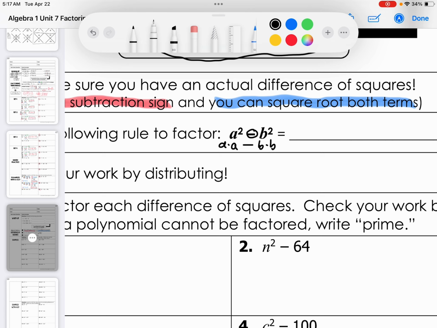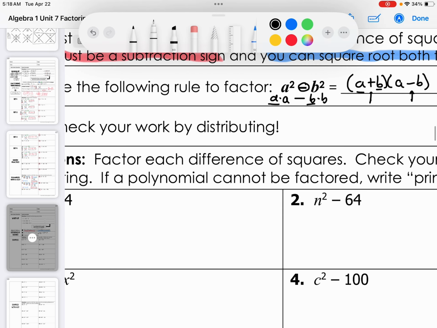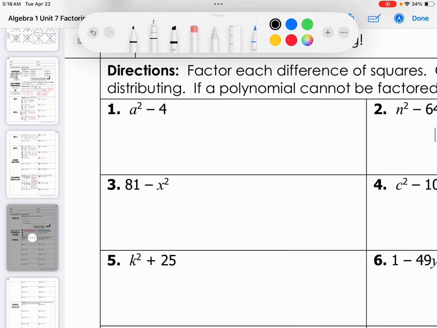But if we have two things that we can break down into the same thing times itself, and we have a minus in the middle, then we are going to be able to make factors that look like this: a plus b times a minus b. So essentially we just take one of each of these and put them in each factor, and one of them should be a plus and one of them should be a minus.